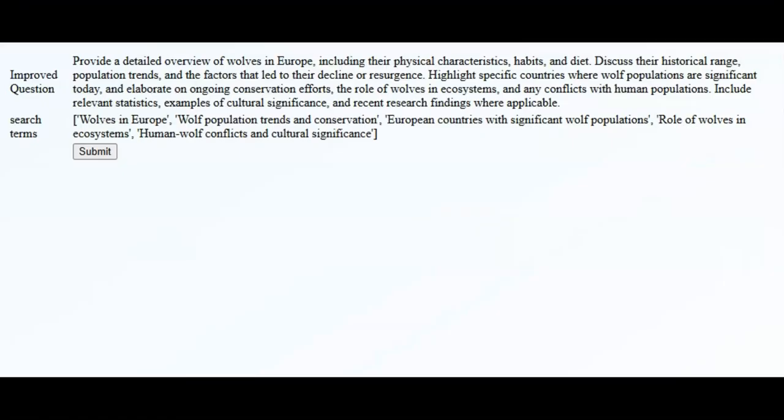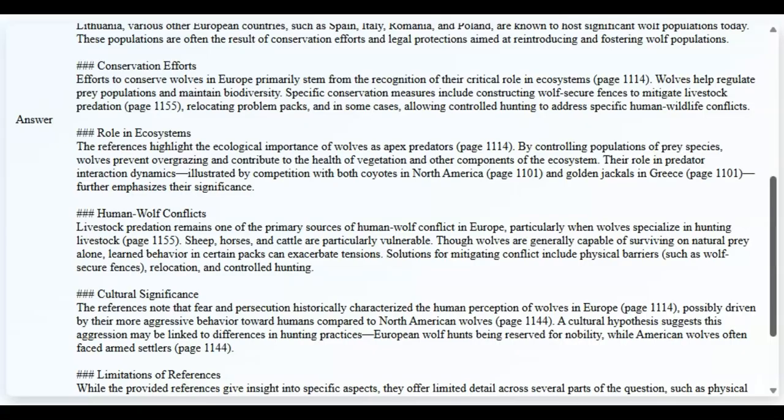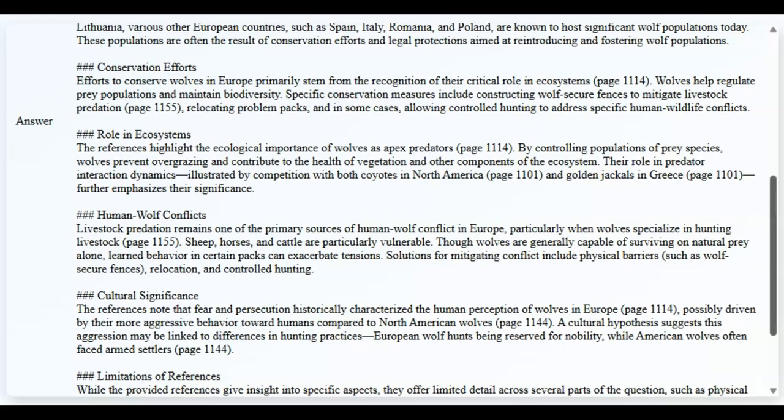Looking a little bit closer, you can see the improved question and the better search terms. And so now you actually get a better answer. You can look at the results and there's information about conservation efforts and role in ecosystem, and it also has the references here, what page number it came from.